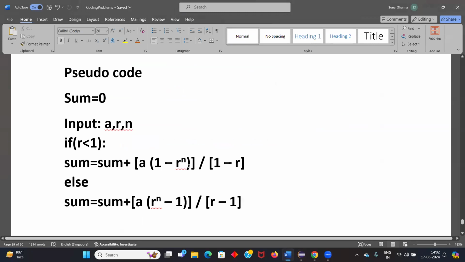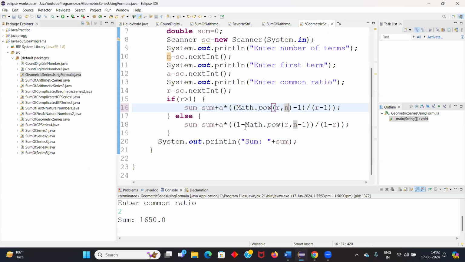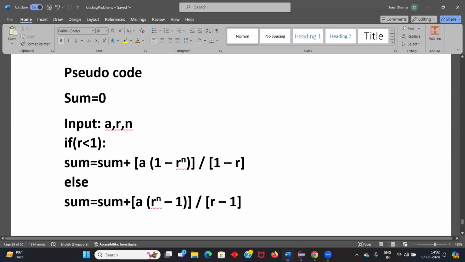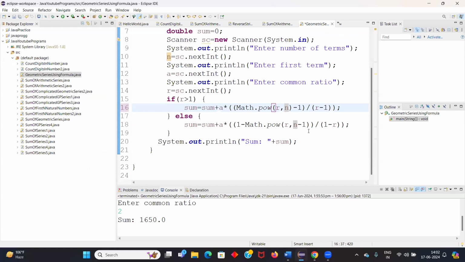Similarly, it is a into 1 minus r raised to power n divided by 1 minus r. Not n minus 1. I don't know why I took n minus 1. So it is r raised to power n, not r raised to power n minus 1. R raised to power n and then minus 1.